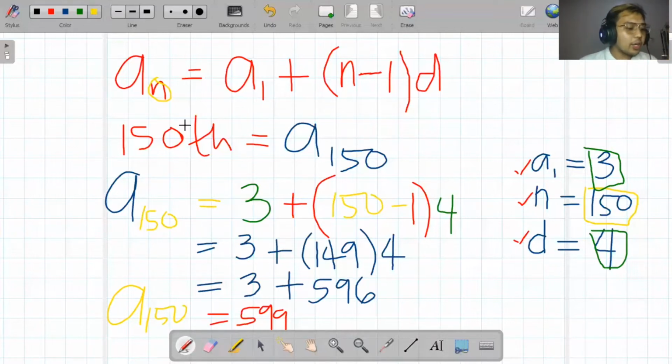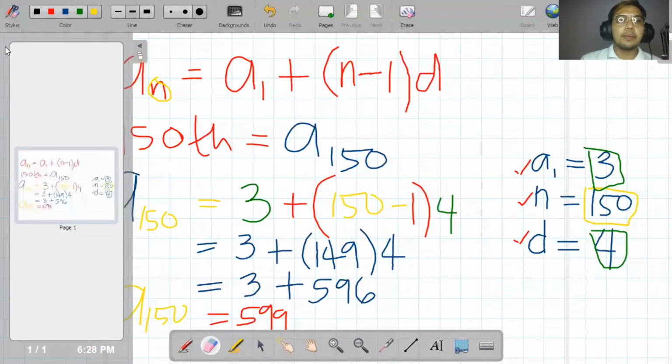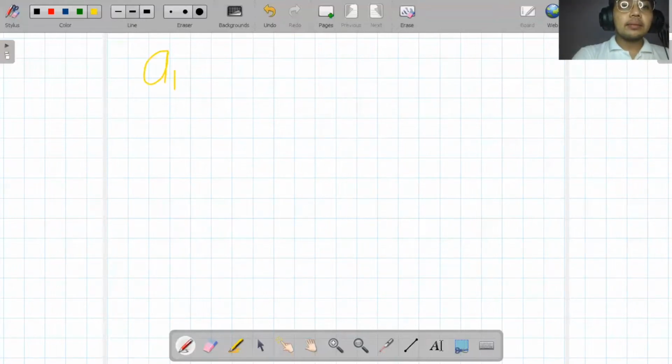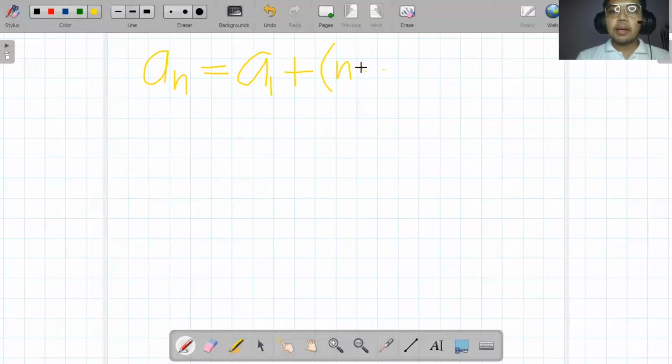Okay, that is the nth term formula. So what we did earlier was find the 599th term. And then the next example is, the next example only asks for the nth term, so it does not look for the next term. So we start with a sub n equals a sub 1 plus n minus 1 times d. Then you substitute the given.